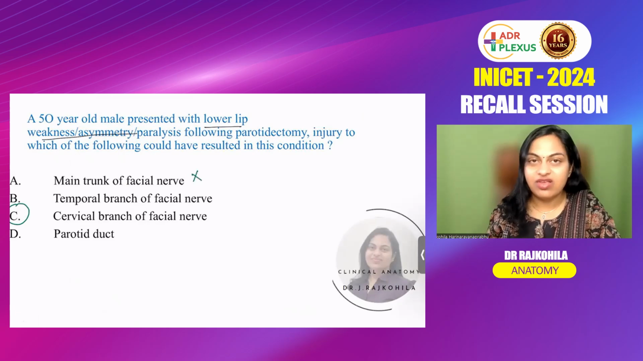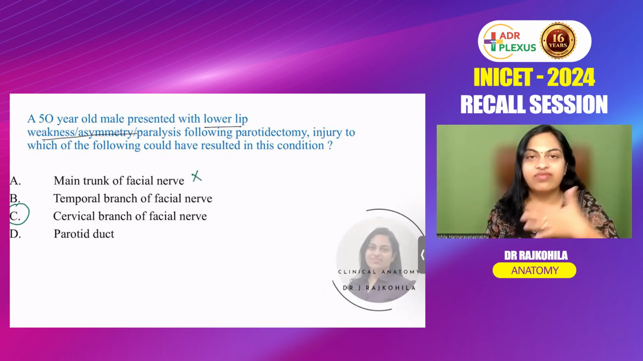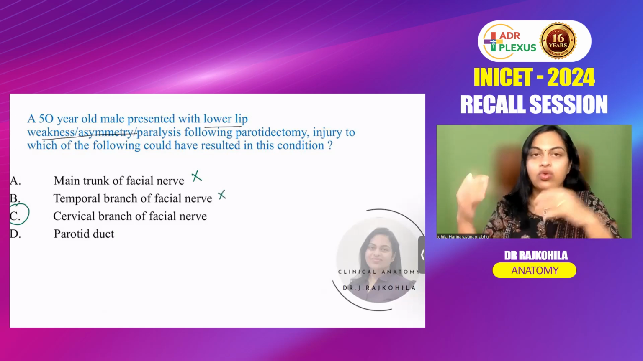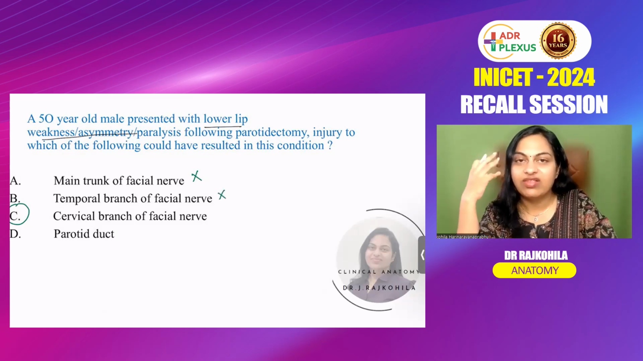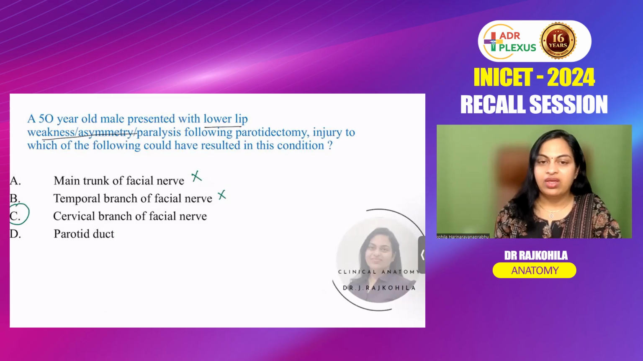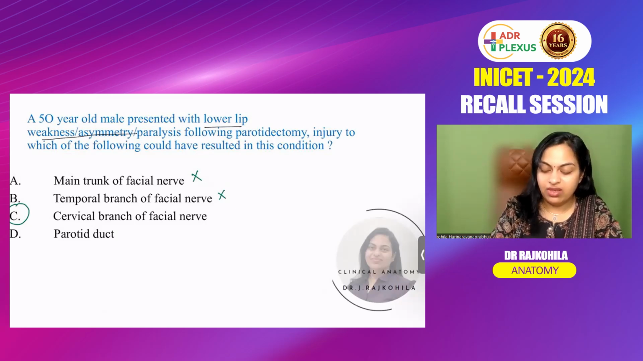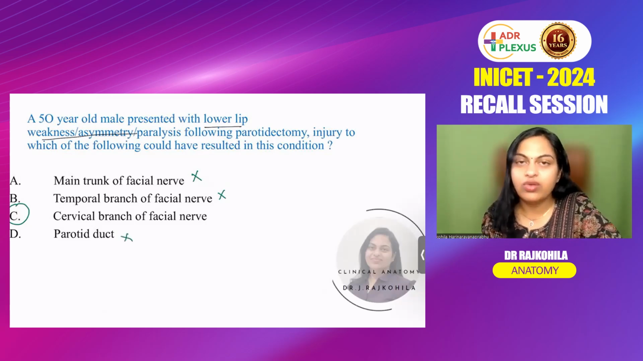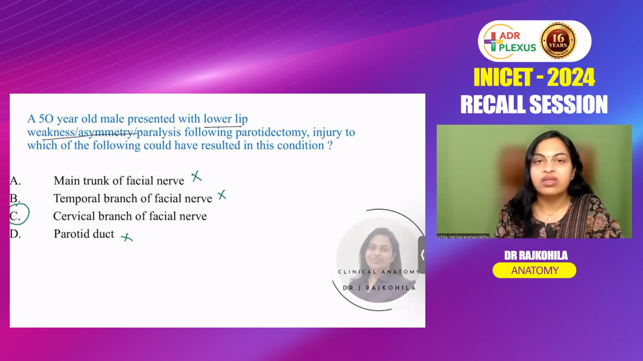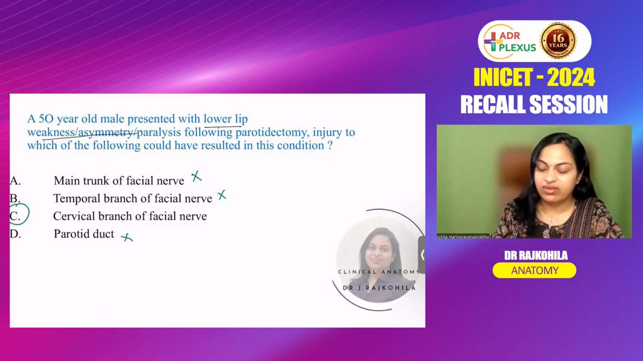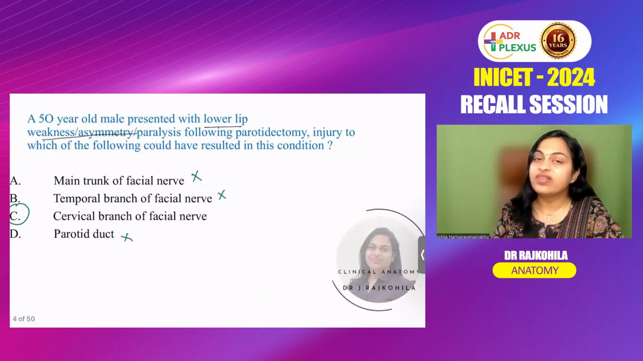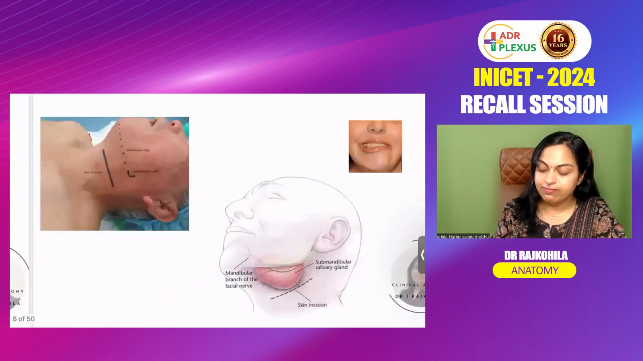If the main trunk has gone, then it would have resulted in a lower motor neuron Bell's palsy. If the temporal branch is gone, then it would have led to paralysis of the orbicularis oculi, and the muscles of upper lip. Injury to the parotid duct is not going to result in this, but the lower buccal nerve is closer to it, right? So the best option will be cervical branch of facial nerve.